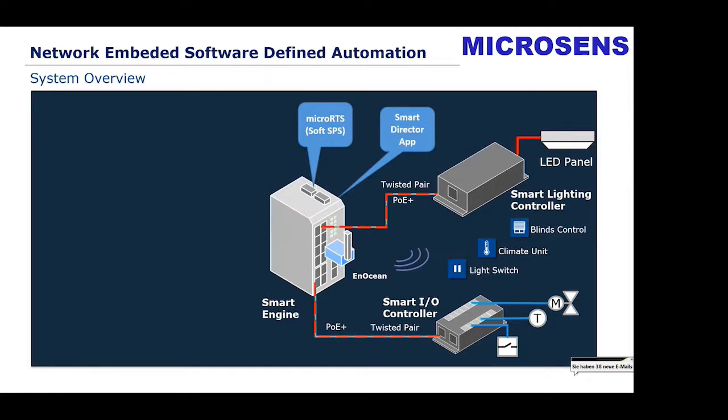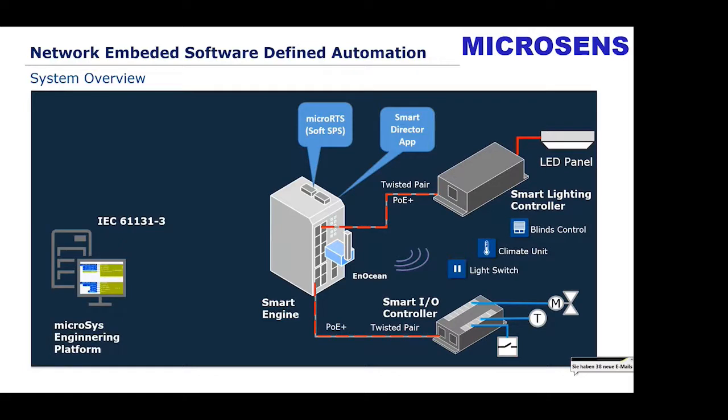This means in parallel to its network functionality or network task, which is the major task for the switch, it has a second one, which is automation. And so you can use the switch to run some automation inside the room, for example, light control, temperature control, blinds, and so on. The programming of this automation layer happens over our Microsens engineering platform.